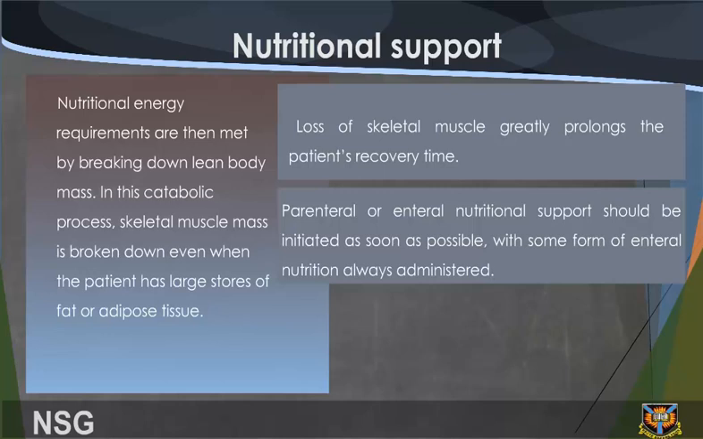Nutritional energy requirements are then met by breaking down lean body mass. In this catabolic process, skeletal muscle mass is broken down even when the patient has large stores of fat or adipose tissue. Loss of skeletal muscle greatly prolongs the patient's recovery time. Parenteral or enteral nutritional support should be initiated as soon as possible, with some form of enteral nutrition always administered.